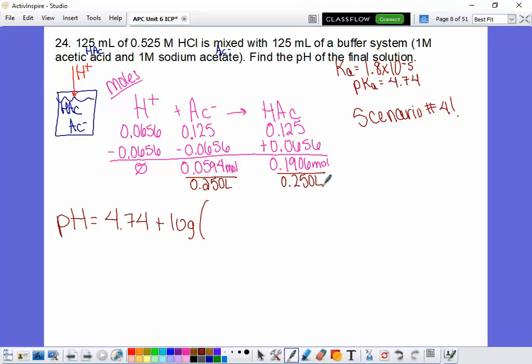So what is the concentration of AC minus? 0.238, because of sig figs. And then 0.1906 divided by 0.25 is 0.762. All right, now we can solve for pH.